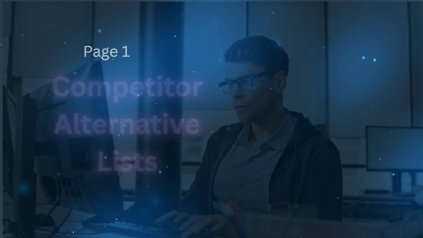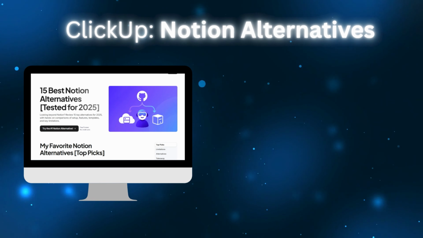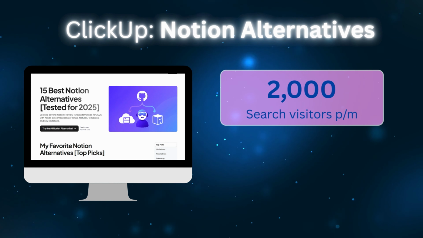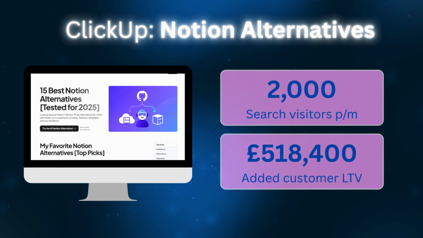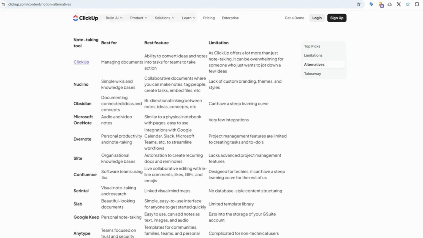Number 1 is competitor alternative pages. And I love these pages because if you're a small business competing with well-known brands, they're a great way to piggyback on the awareness that those brands have already built. ClickUp have created this Notion alternatives page, which brings in 2,000 monthly visitors. And even with the most conservative estimates, at least £500,000 in added customer lifetime value, which is insane for a single page. And the content isn't exactly rocket science. It's simply a list of alternative products with ClickUp positioned as the best solution. Content marketing doesn't really get any easier than that.